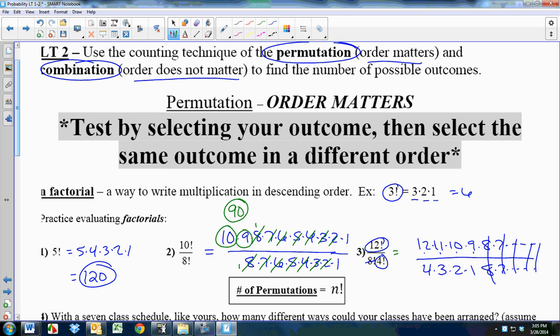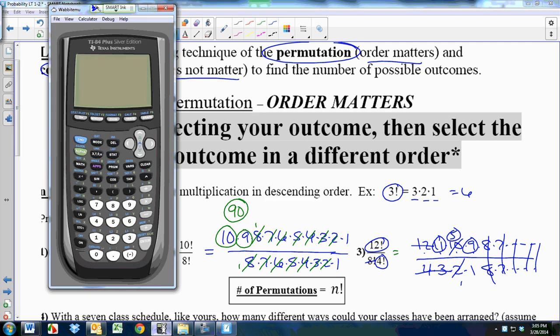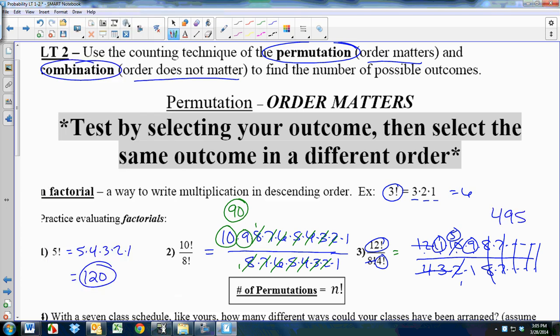So if you write that out, you end up with, well, 4 times 3 is 12. So that reduces. And 2 and 10 reduce to 5 and 1. So that's 11 times 5 times 9, which would be 495. So we know the answer is 495.